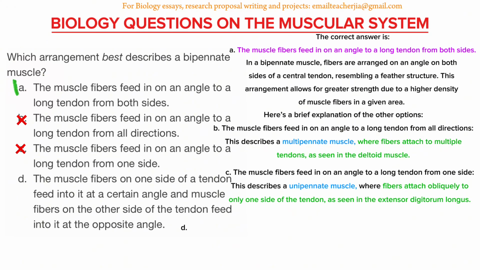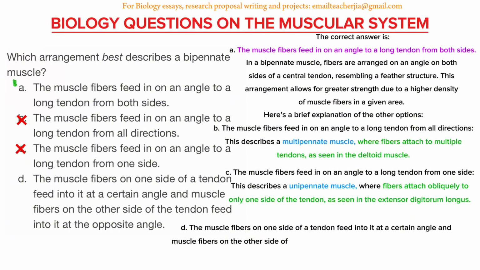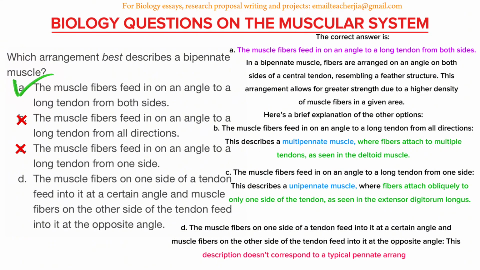Choice D, the muscle fibers on one side of a tendon feed into it at a certain angle, and muscle fibers on the other side of the tendon feed into it at the opposite angle. This description doesn't correspond to a typical pennate arrangement, so choice D is automatically out. So our answer is choice A, which is the muscle fibers feed in on an angle to a long tendon from both sides. That is a bipennate muscle arrangement.